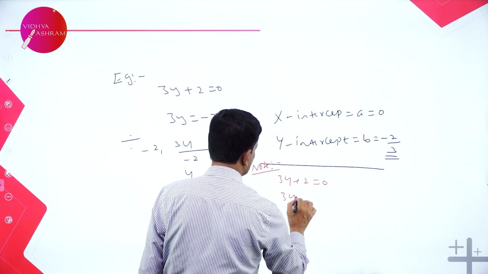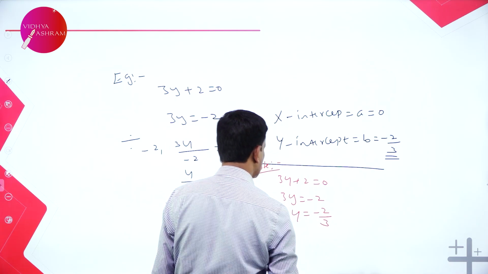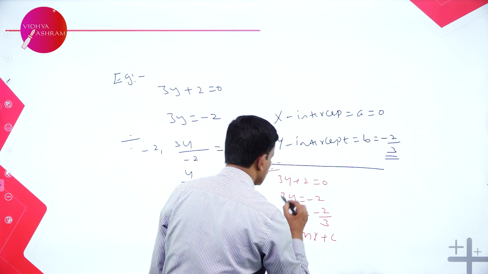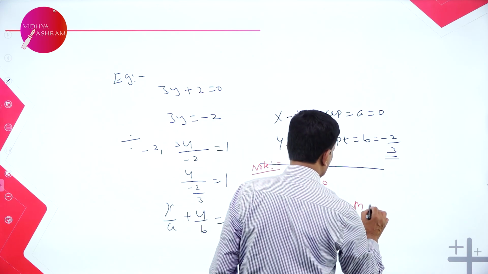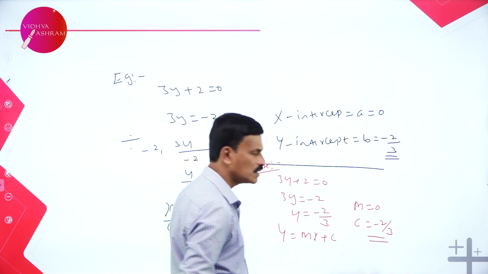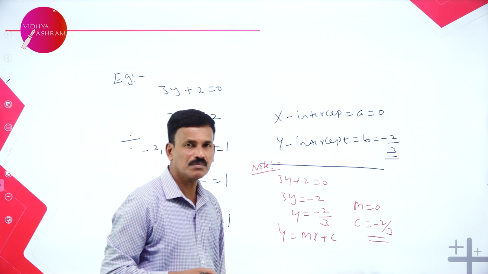So 3y is equal to minus 2, y is equal to minus 2 by 3. Comparing with y is equal to mx plus c, here no slope, x intercept is 0. So m is equal to 0 and c is equal to minus 2 by 3. That's it. This is how we are going to solve this type of problem.